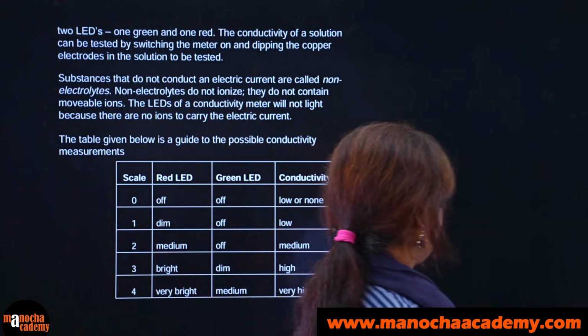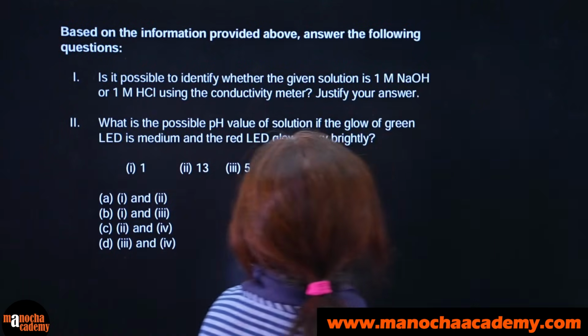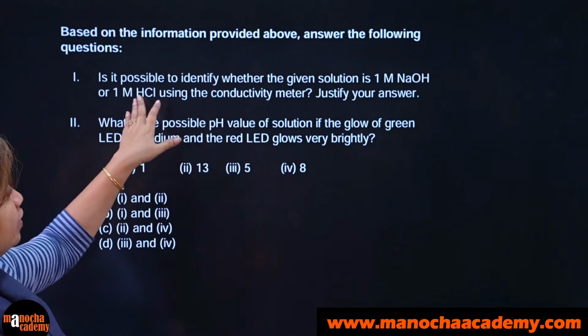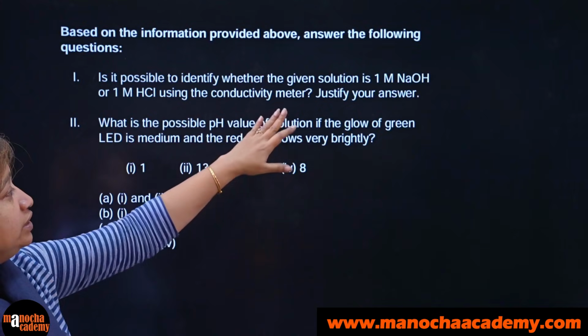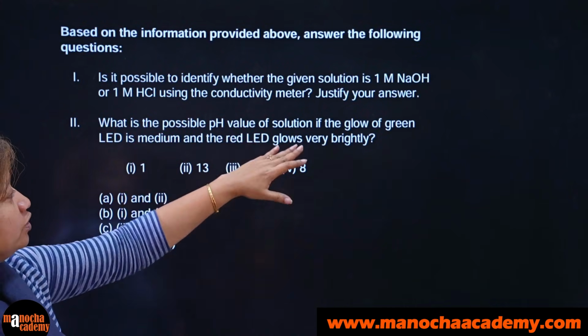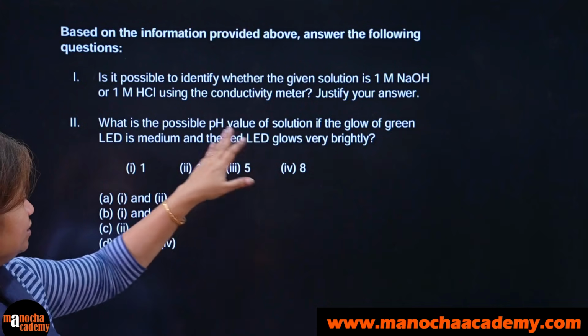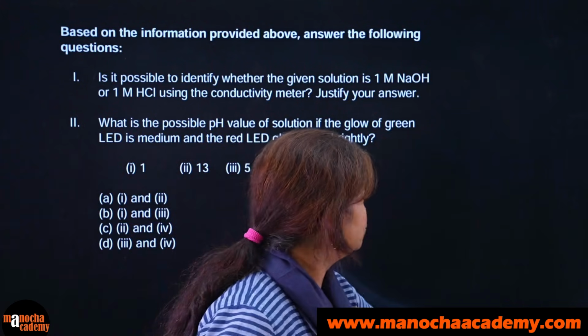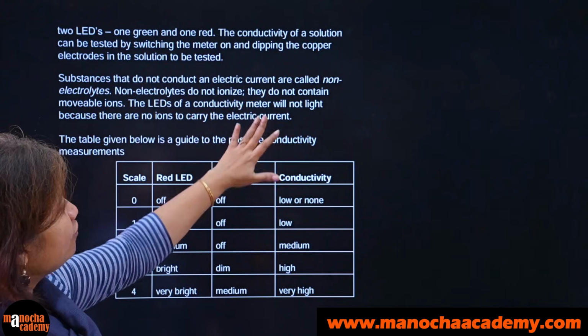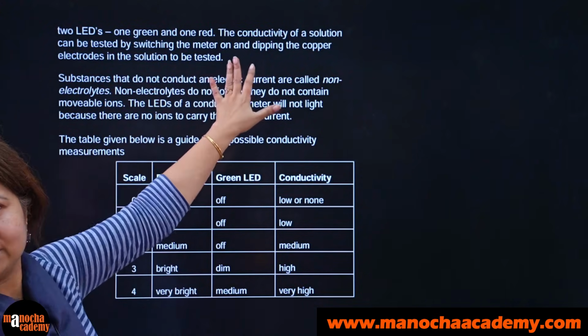Okay, so I'll go to the questions first. Look here. Is it possible to identify whether a given solution is 1 molar NaOH using a conductivity meter? Justify your answer. Then, what is the possible pH value of the solution that glows green in the LED, and all this? See, these are there in the textual part. Here everything about the LED and all. So you have to find the answers from here.